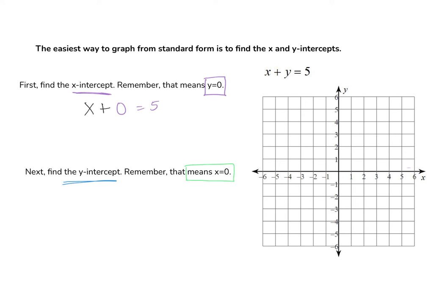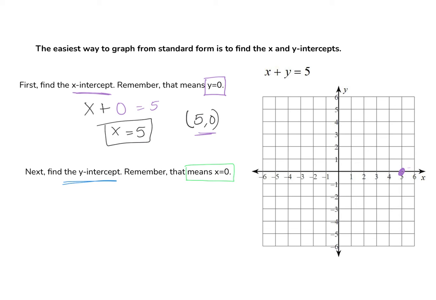So x plus 0 is just x. So in this case, x equals 5. Once you have an x and a y equal to something, we have an ordered pair. So this means that the ordered pair is 5, 0, and that is the point that I would be plotting on my graph. 5, 0 is my x-intercept.